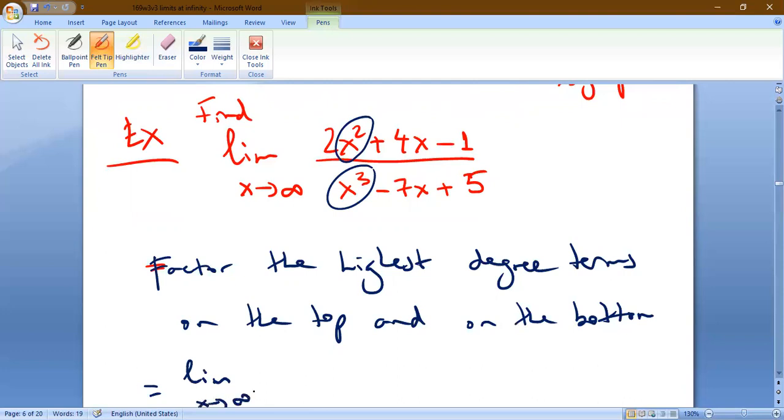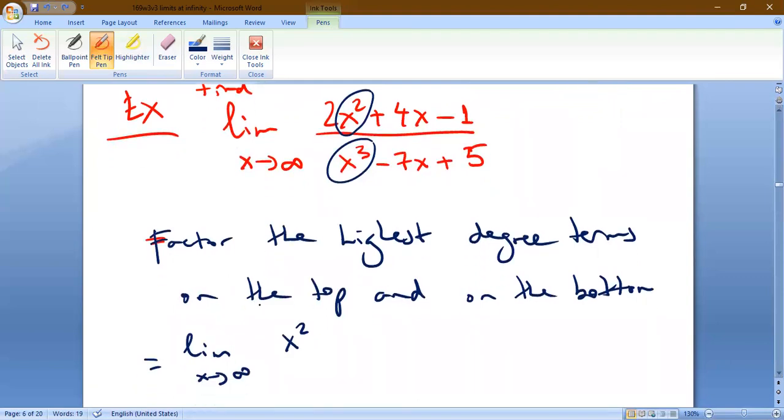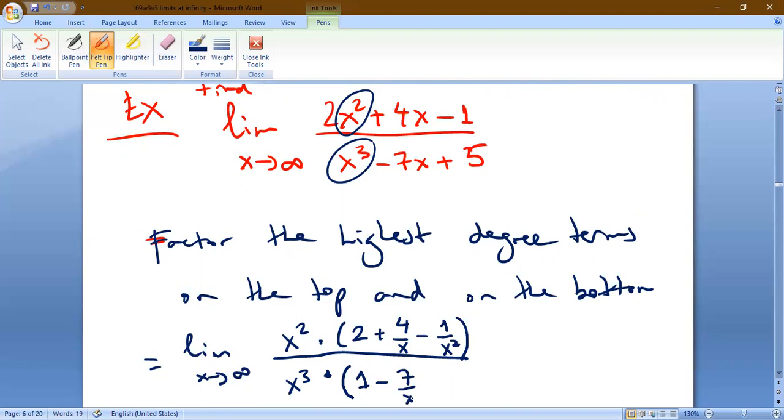So let's see what happens then. We are going to have x squared on the top and x cubed on the bottom. Factoring them means I divide the top by x squared. Then I have 2 here, 4 over x, and minus 1 over x squared. So I divide everything by x squared and multiply. That's what I mean by factoring. And on the bottom, factoring x cubed is take x cubed and then divide everything by x cubed. So 1 minus 7 over x squared plus 5 over x cubed.